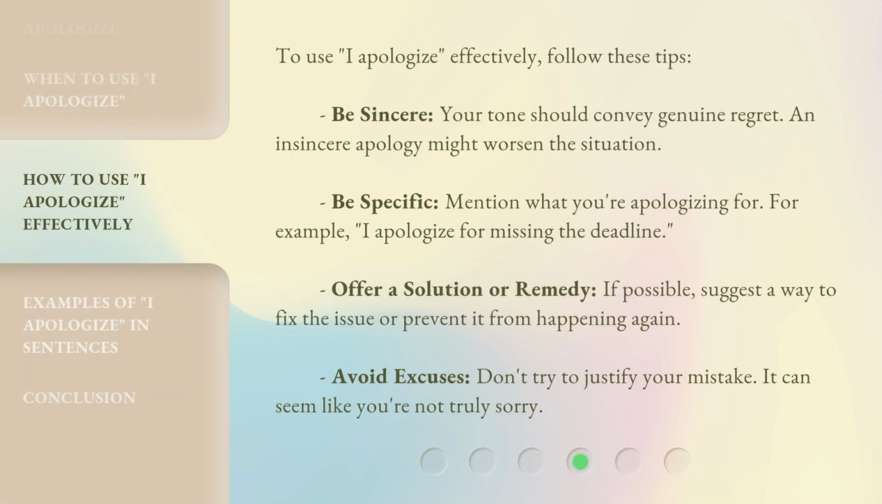To use I apologize effectively, follow these tips. Be sincere. Your tone should convey genuine regret. An insincere apology might worsen the situation. Be specific. Mention what you're apologizing for. For example, I apologize for missing the deadline. Offer a solution or remedy. If possible, suggest a way to fix the issue or prevent it from happening again. Avoid excuses. Don't try to justify your mistake. It can seem like you're not truly sorry.